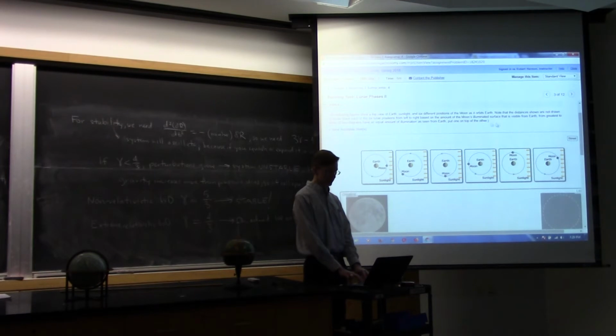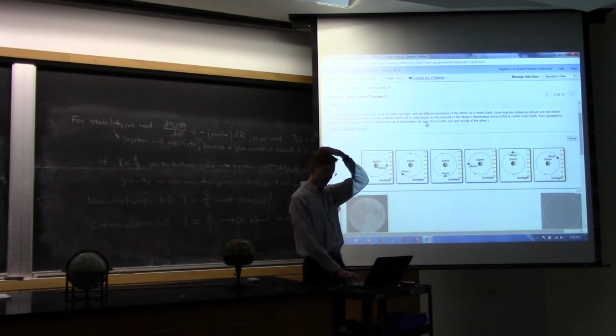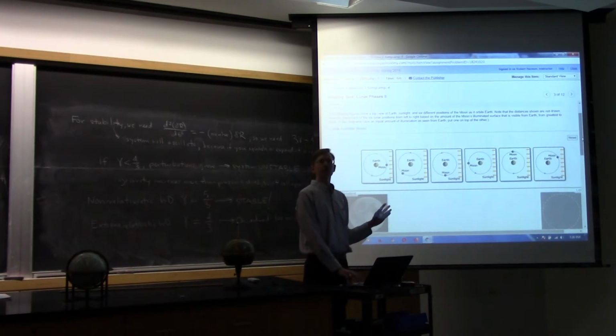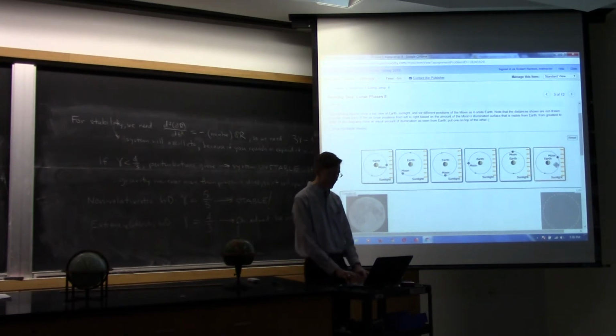So the following figures show a top view of Earth, sunlight, and 6 different positions of the moon as it orbits Earth. Note that the distances shown are not drawn to scale. Rank each of the 6 lunar positions from left to right based on the amount of the moon's illuminated surface that is visible from Earth from greatest to least. If 2 diagrams have an equal amount, put them on top of each other. So we want basically how lit the moon looks to us for all of these, and we want to go from greatest to least.